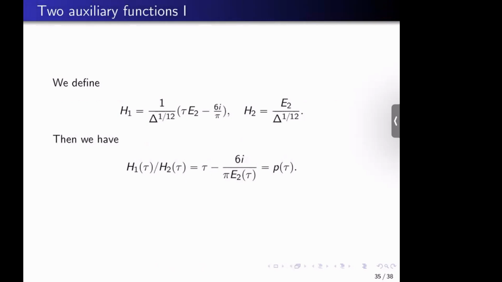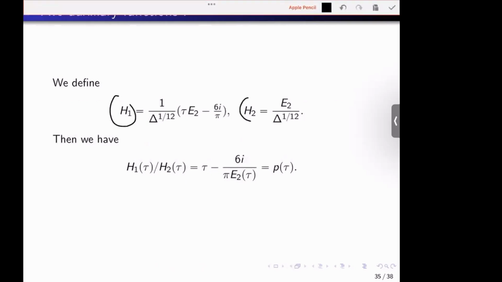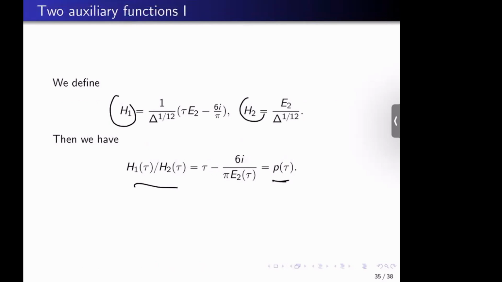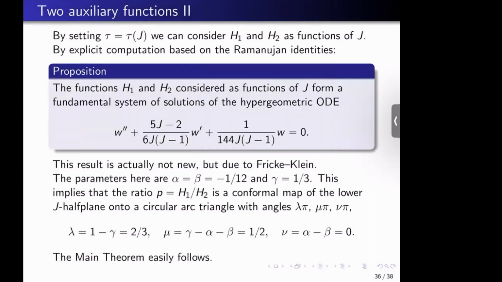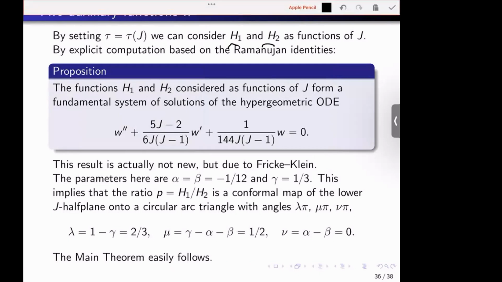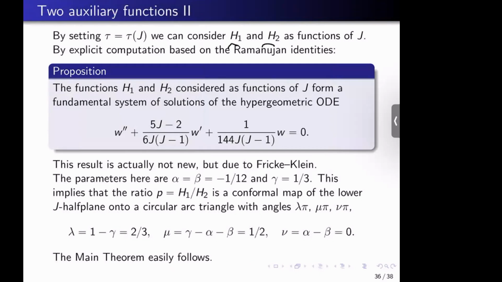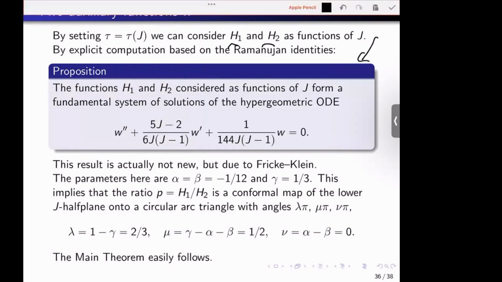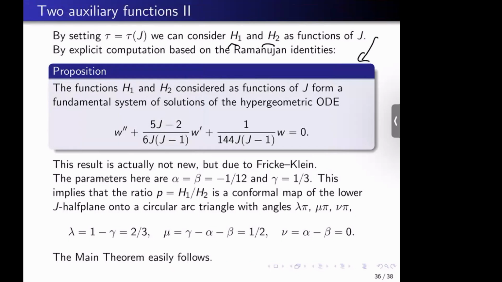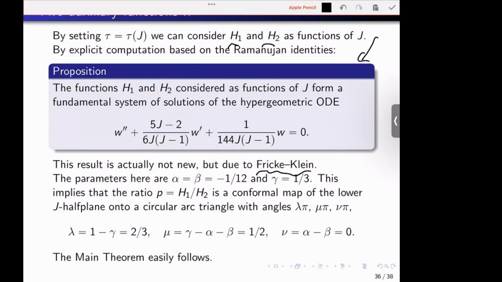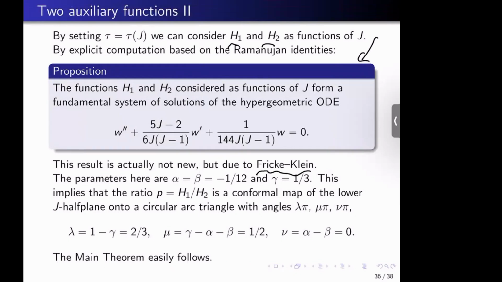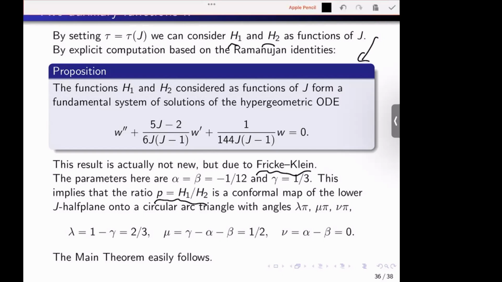And you can also introduce auxiliary functions whose ratio is this P function that you want, and then do explicit brutal computations. And you can show that actually these auxiliary functions satisfy exactly the hypergeometric differential equation that you want. So it has this form here, and it's actually not new. It was already discovered by Fricke-Klein, but they failed to point out what you actually get geometrically for this function P, the ratio of these auxiliary functions.